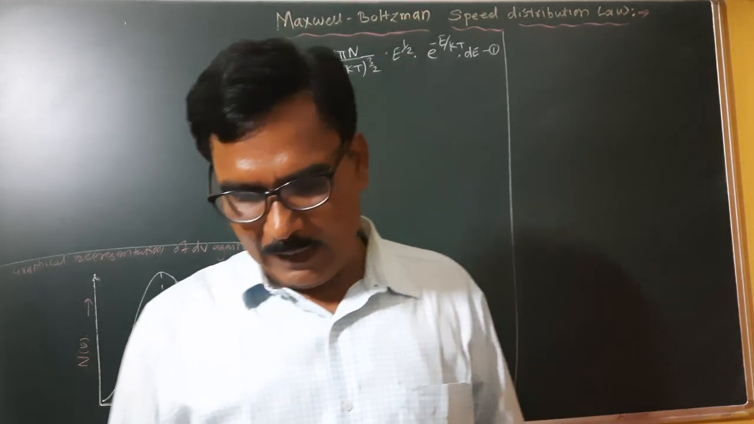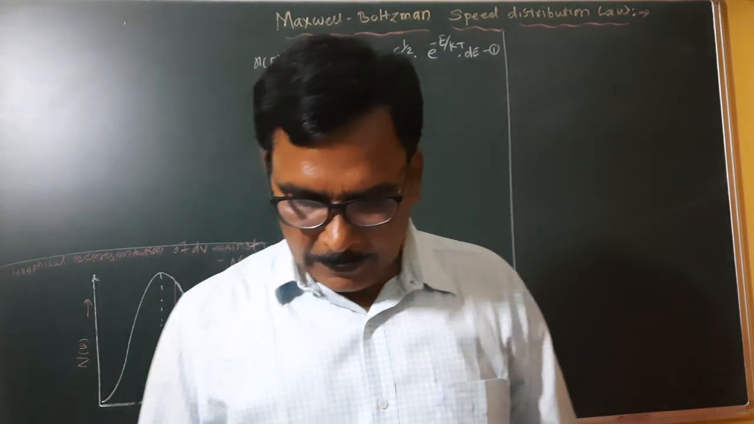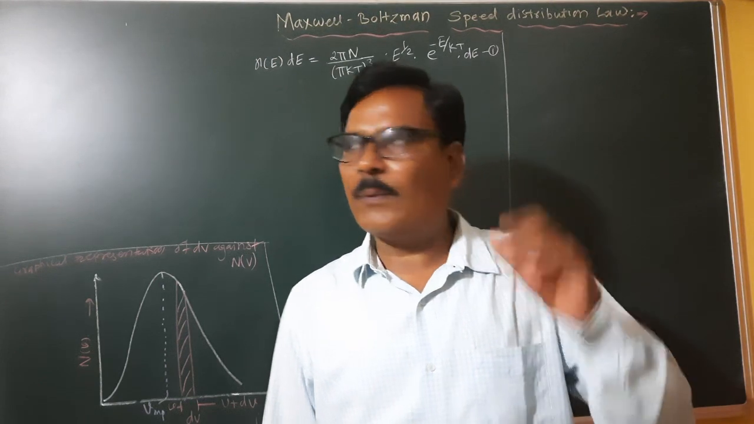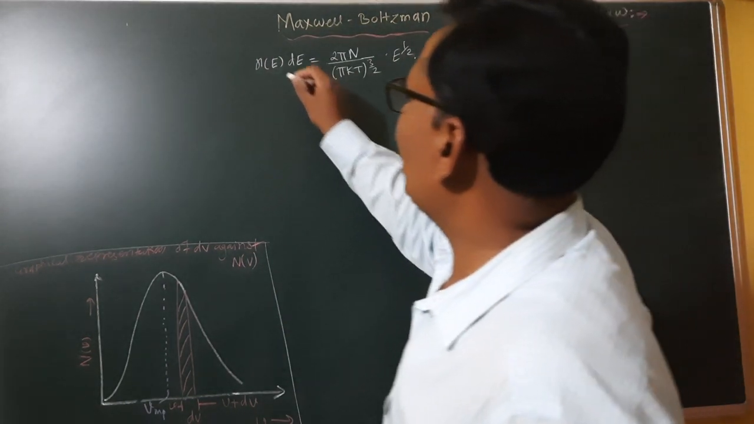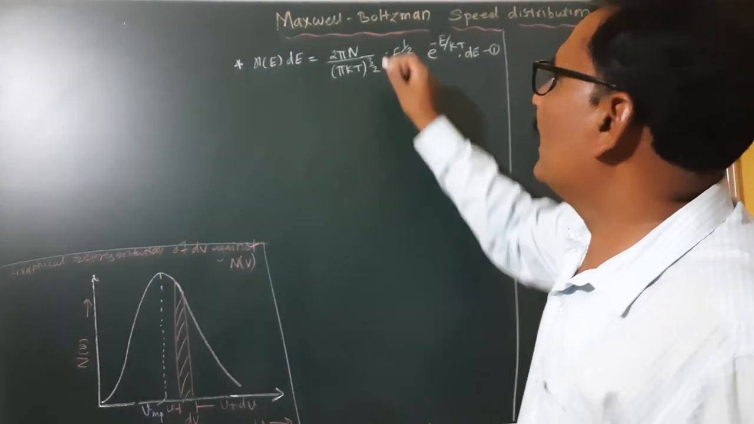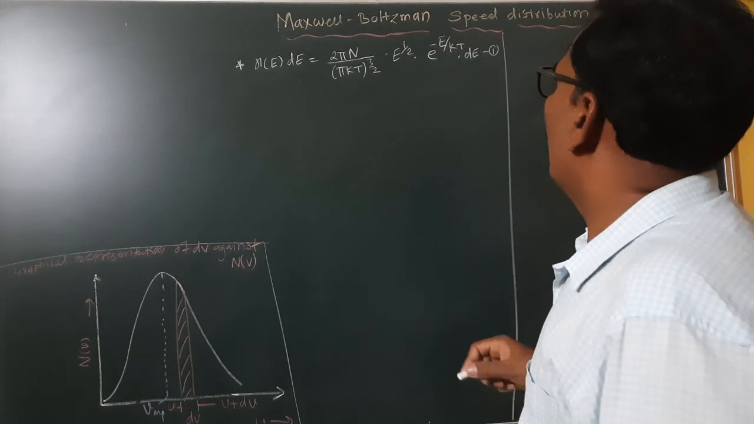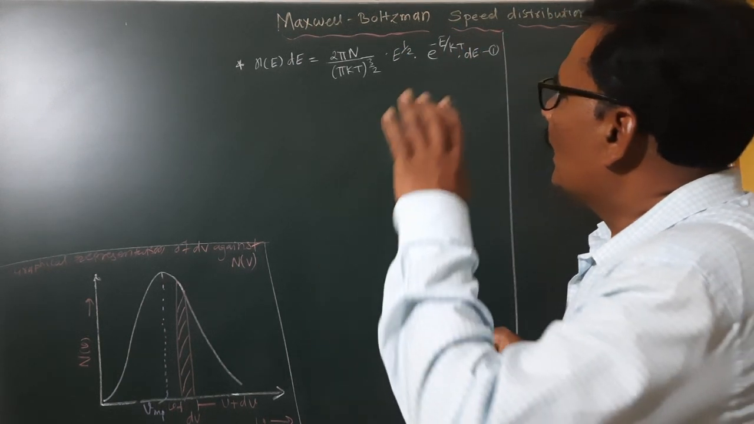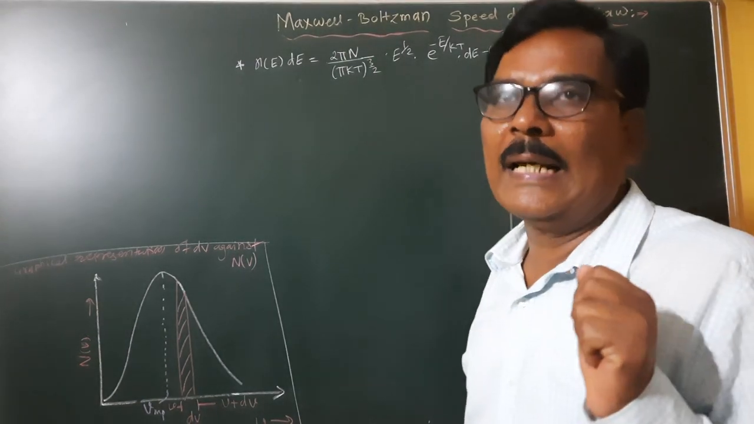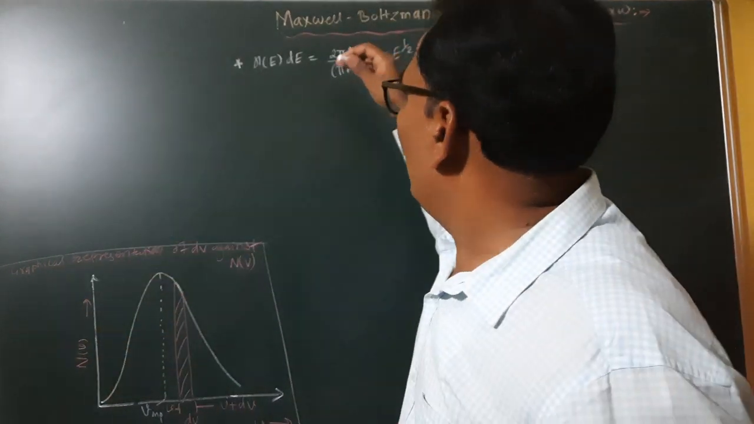Good morning, friends. In the last period, we studied the Maxwell-Boltzmann energy distribution function for an ideal gas. That equation is n(E) dE = 2πn/(πkT)^(3/2) × E^(1/2) × e^(-E/kT) dE. This is the Maxwell distribution energy function of an ideal gas.